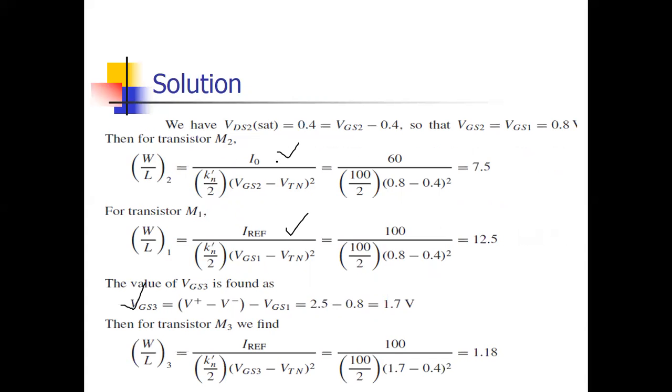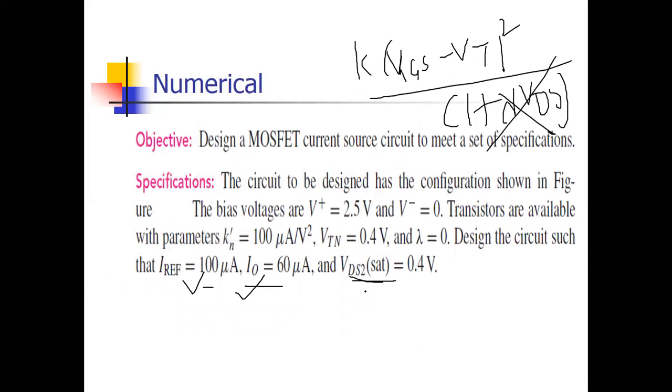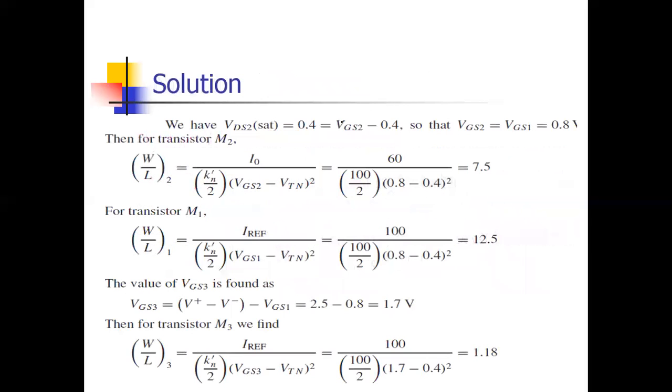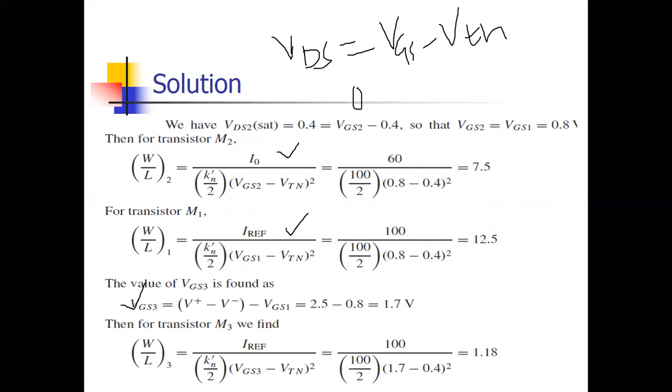Okay, so we can calculate VGS. VDS saturation voltage is given as 0.4 volt. The saturation voltage is VGS minus VTH, the threshold voltage. This saturation voltage is given as 0.4. VGS is not given, it's okay, but the threshold voltage is given as 0.4. So from this equation, what is the VGS? VGS will be 0.4 plus 0.4, which is 0.8. That's why we have put 0.8 here: VGS1 and VGS2 are both equal, 0.8 and 0.8.